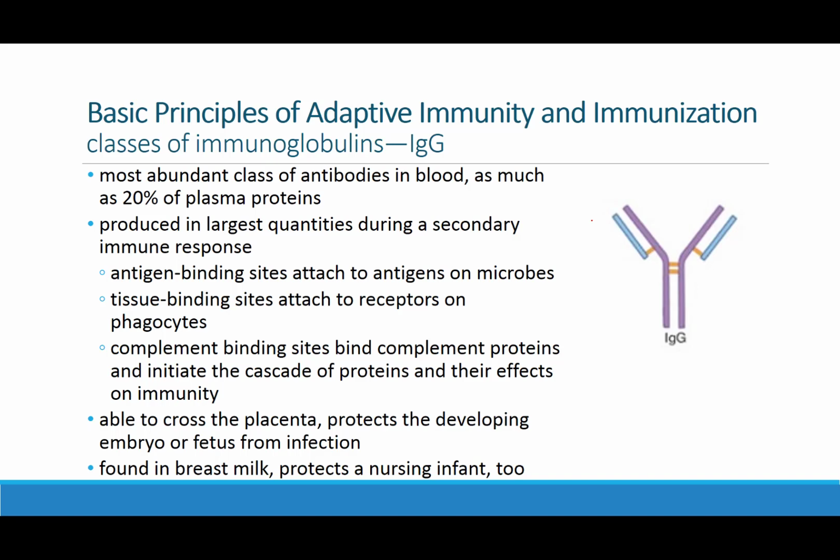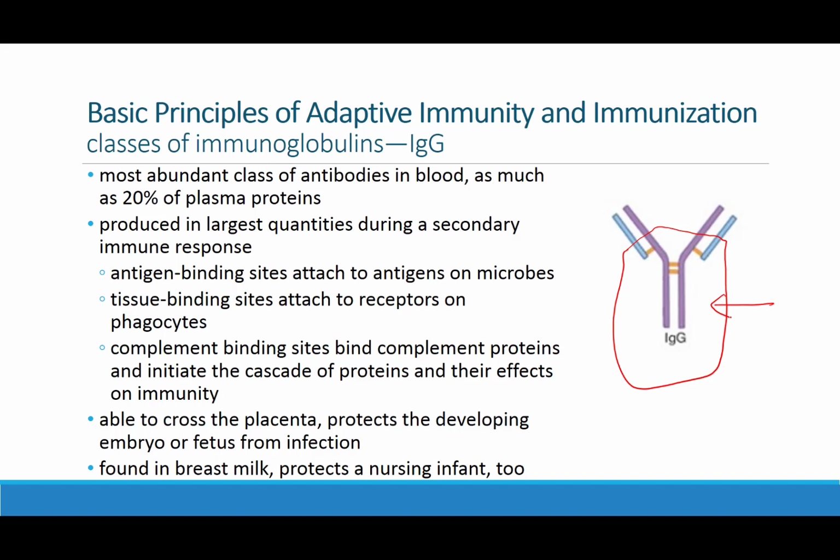So we'll start with the IgG, the immunoglobulin G. These are the most abundant class of antibodies found in the blood, and they can be as much as 20% of plasma proteins, especially when one is in the midst of an immune response. And they're produced in the largest amount during a secondary immune response. And just as a reminder, recall that this portion here of the antibody, that's the constant region, and so it's the sequence of amino acids there that determines that this is an IgG antibody.